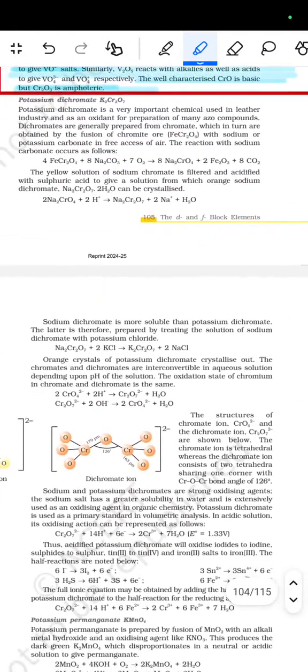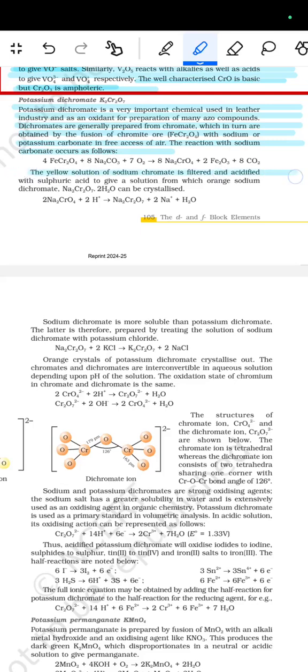Next है potassium dichromate K2Cr2O7. तो potassium dichromate is a very important chemical used in the leather industry and as an oxidant for the preparation of many azo compounds. Dichromates are generally prepared from the chromate, which in turn are obtained by the fusion of the chromite ore FeCr2O4 with the sodium or potassium carbonate in the free access of the air. The reaction with the sodium carbonate occurs as follows: FeCr2O4 + Na2CO3 + O2 देगा Na2CrO4 + Fe2O3 + CO2.